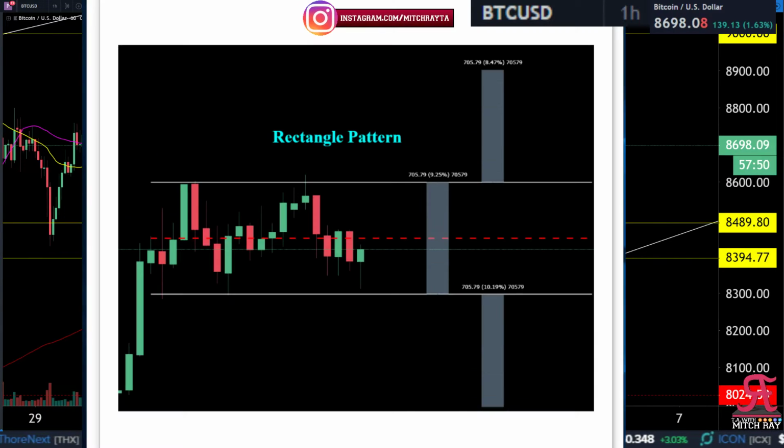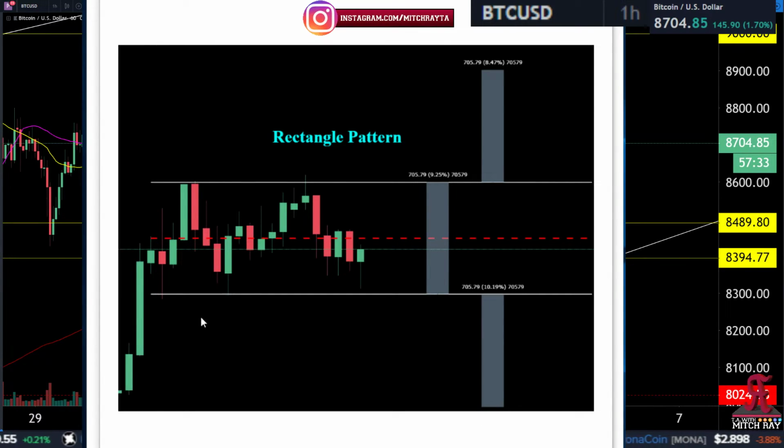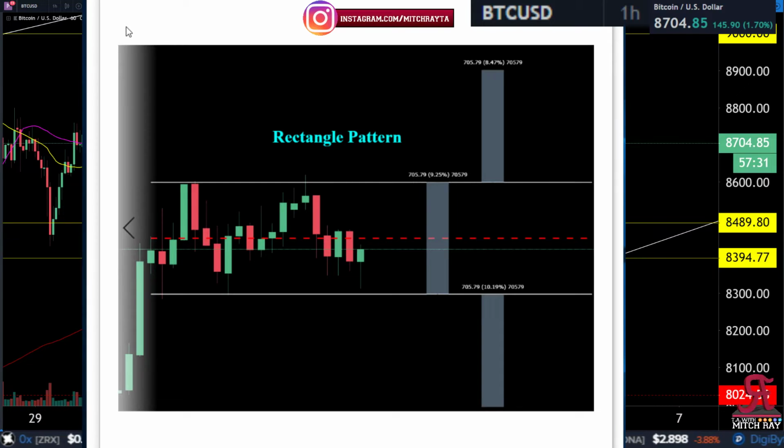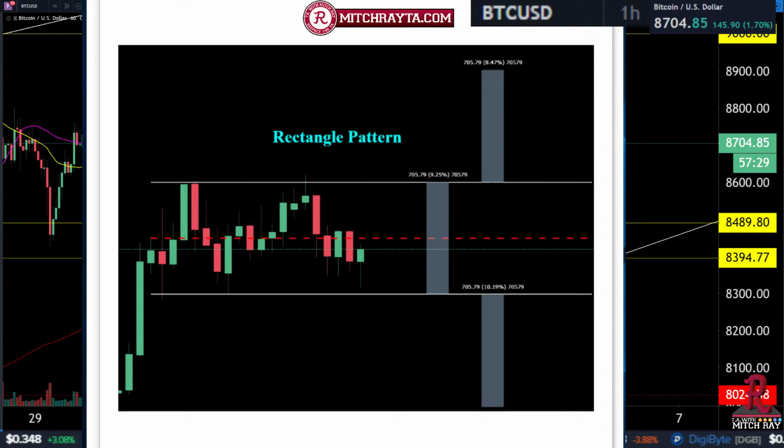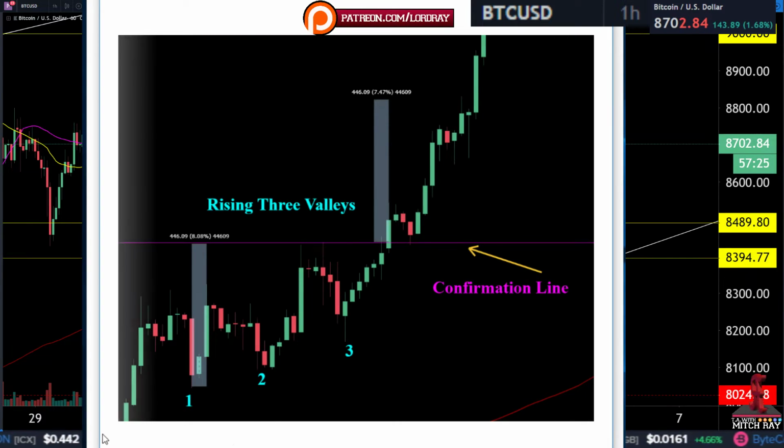Okay, rectangle, you want to have 2 touch points on each side. 1, 2 on the bottom, 1, 2 on the top. That's it. That's the criteria for it. It's just 2 parallel channels, 2 horizontal lines that are parallel. Okay, that's all it is. Rectangles form a consolidation. It's a bullish consolidation pattern after an impulse. After a bearish impulse is a bearish rectangle. Okay? Okay. Rising through valleys. It's really a continuation pattern.